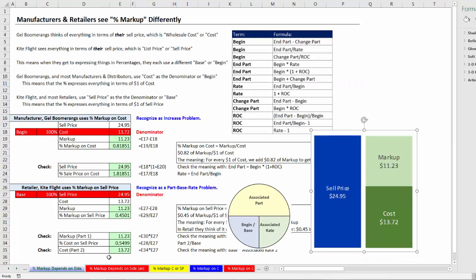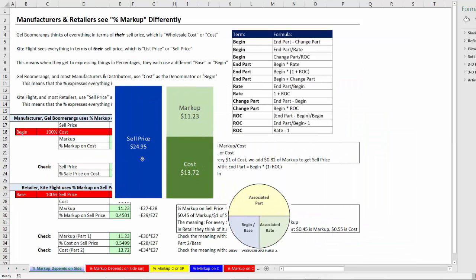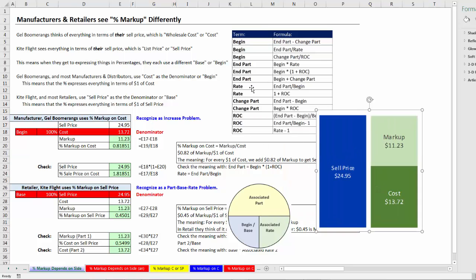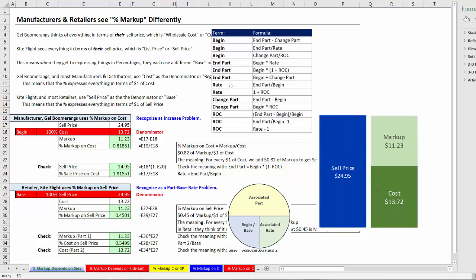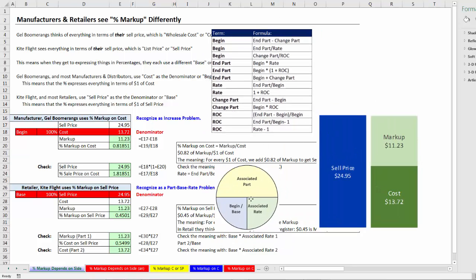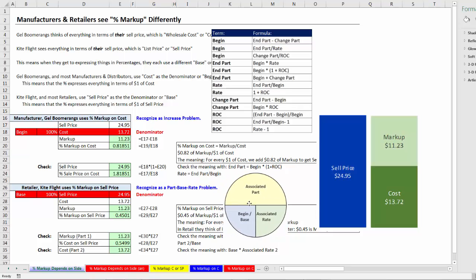And on this sheet right here, we saw this great chart. Cost, that means it's going to be an increase problem because the markup's going up. If it's sell price in the denominator, that means there's two parts compared to the whole. There's a chart of formulas for your increase problems and that cool diagram from video number 20 for a part base rate problem.